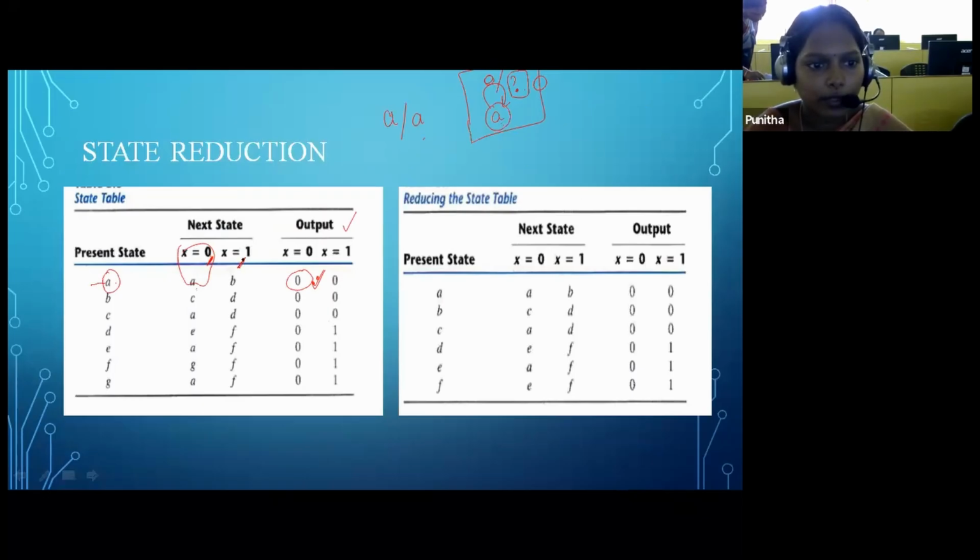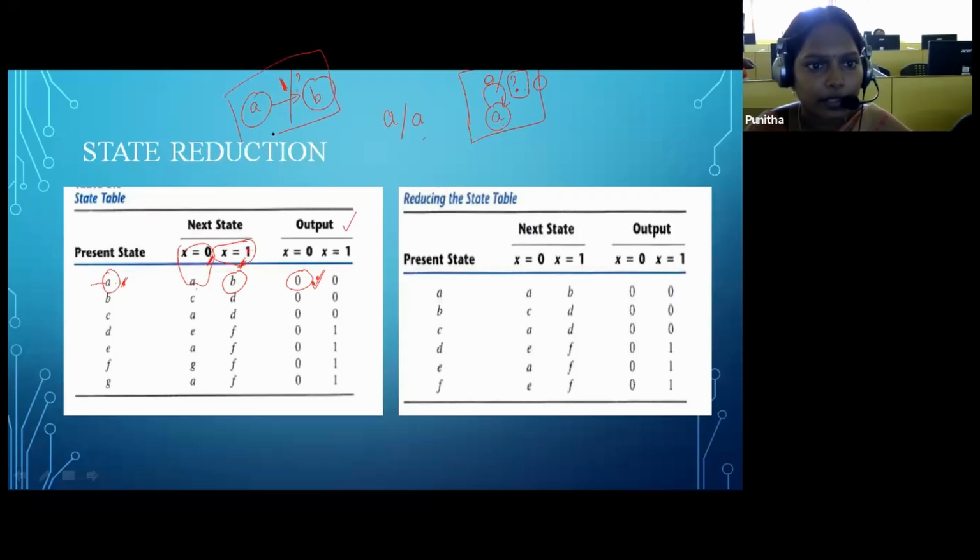Okay, the present state is A, and for x equal to 1, the next state is B. This is the present state, and the next state is B. The input 1 is applied between the present state and the next state. By applying 1 to the present state A, the next state will be B. For that, what is the output?